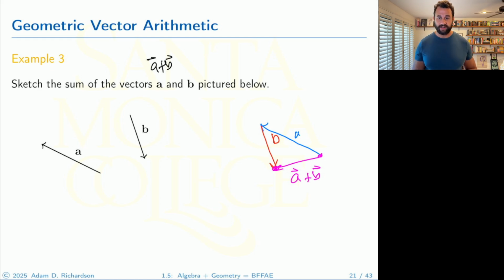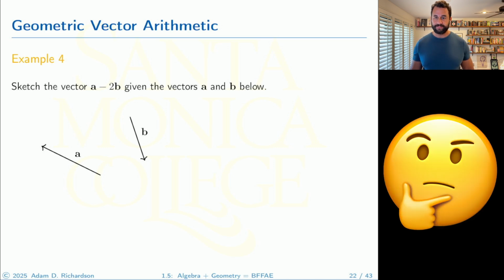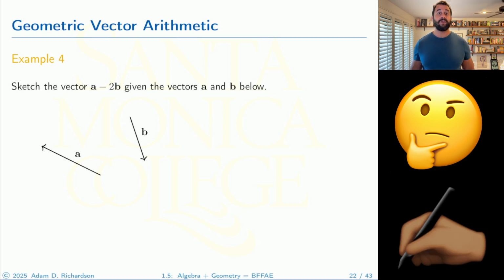Let's do a more complicated example. Using the same vectors, what I want you to try now, and I do want you to try this one on your own, I want you to try to sketch this vector, A minus 2B, right? So once again, think about this one for a sec. Okay. Say something out loud about what you're going to do. Maybe what do you notice that's different about this example than the previous one? And now try to work it out on your own, and we will do it together in just a moment.